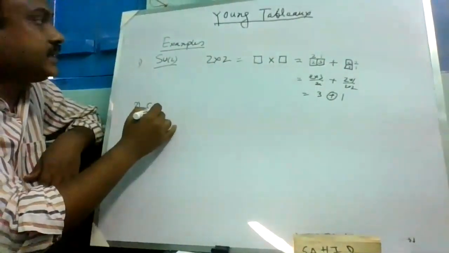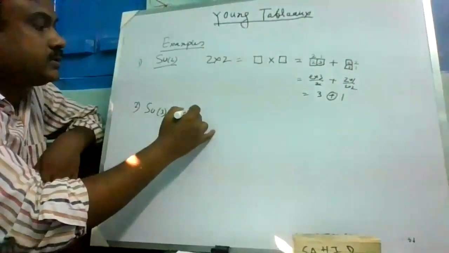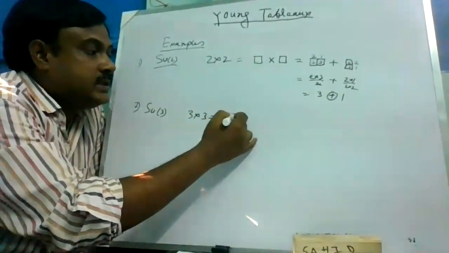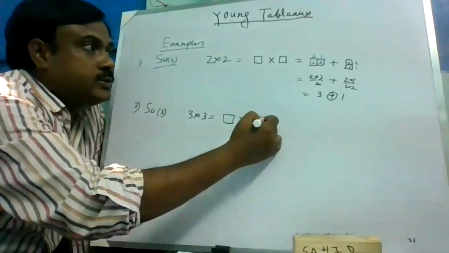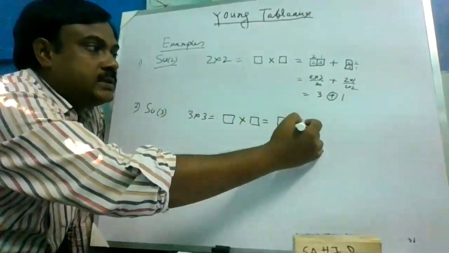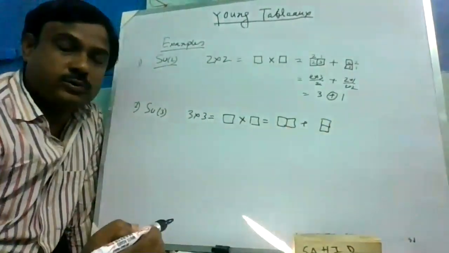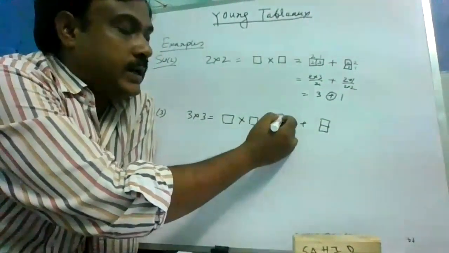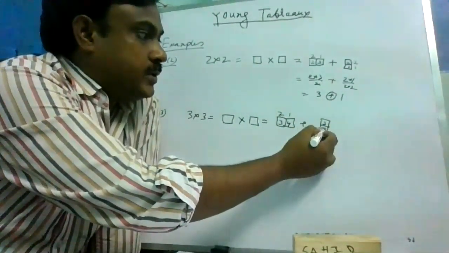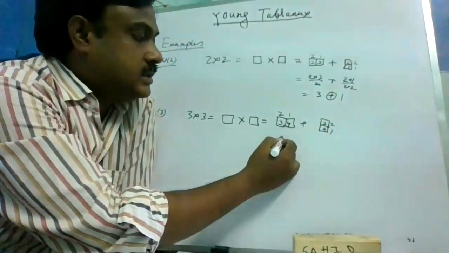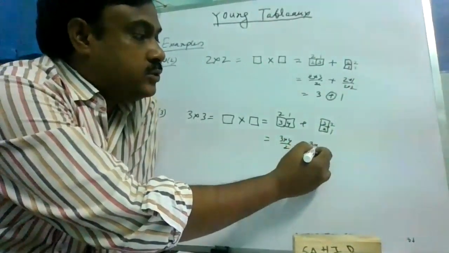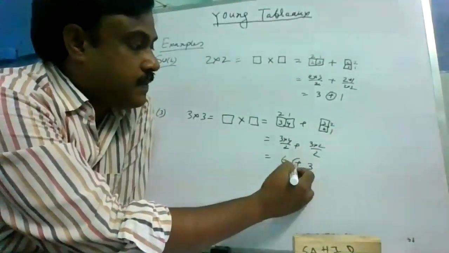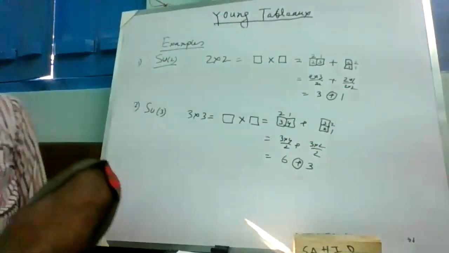Number 2, SU3, we are taking SU3. Right? So 3 into 3. What will be there? So 3 is represented by a box into another box. The same will go here. There will be two boxes side by side and two boxes up and down. Now its value will be 3 and this will be 4. The hook value will be 2. This will be 3, this will be 2, whose values will be 2, 1. So this representation is 3 into 4 by 2 plus 3 into 2 by 2. So this is equal to 6 plus 3. So finally we get 3 into 3 equal to 6 plus 3.